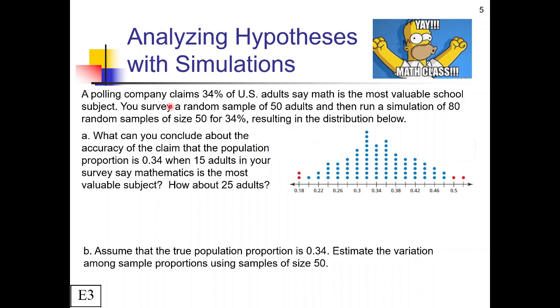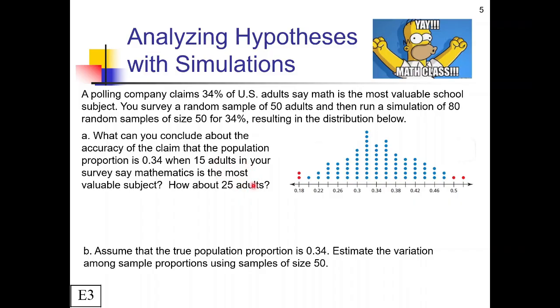Based off this, we want to know what we can conclude about the accuracy of this 34% claim when 15 adults in your survey say math is the most valuable subject, and do the same kind of reasoning if you had 25 adults saying math was the most valuable.